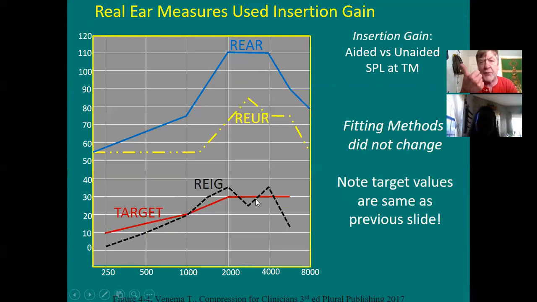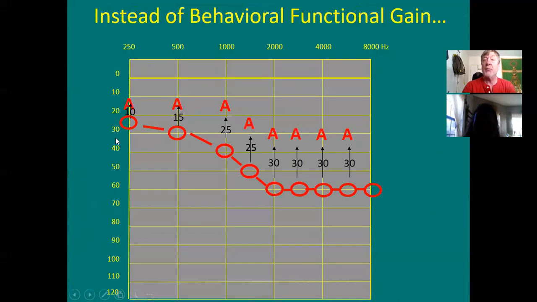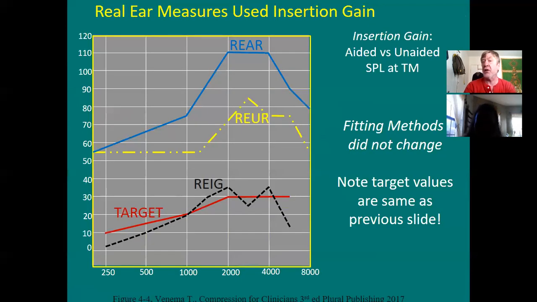Whether it was the half-gain rule, the Berger, the Libby, the Pogo, now, who cares? The point is, the fitting method targets didn't change. The method of measurement changed. Functional gain was behavioral. Client raised his hand when he heard the tones under headphone. Client raised his hand when he heard the tones with a hearing aid on. You did thresholds twice. Real ear, client has no control over anything. You're measuring real ear unaided, real ear aided, and the difference, real ear insertion gain.